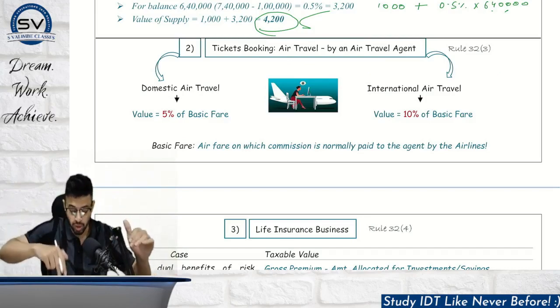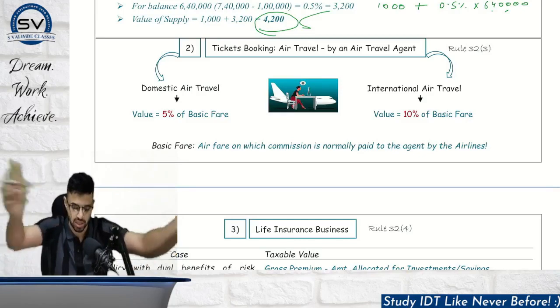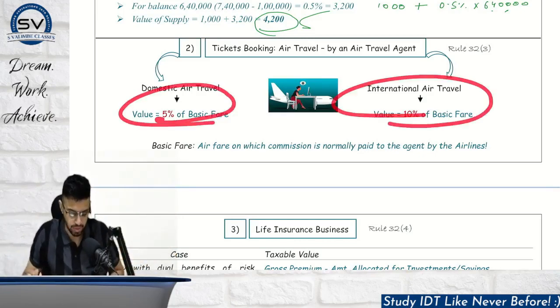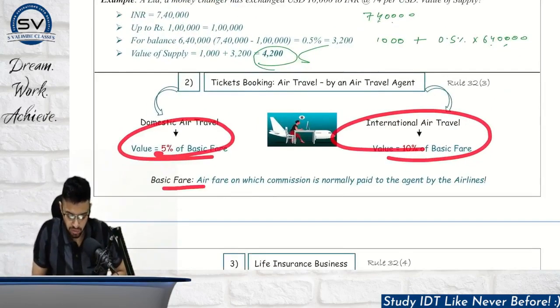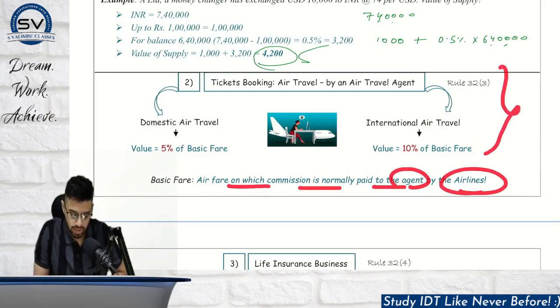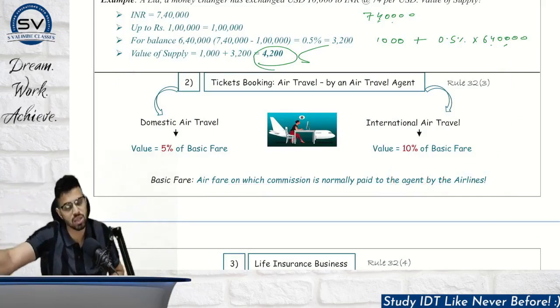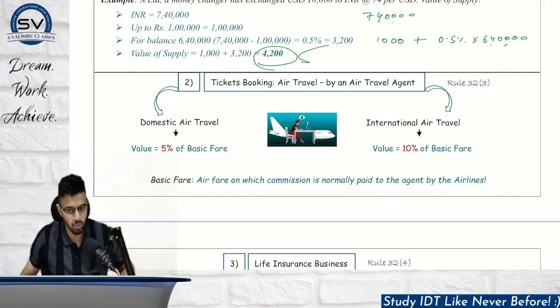But what are we talking about here? Here we are talking about the services by an air travel agent to the customer, right? So 5% and 10%. I hope this is clear. So basic airfare is the fare on which commission is paid to the agent by the airlines. But this is what we are talking about when the air travel agent provides services to customers like you and me. Okay, let's move to next.